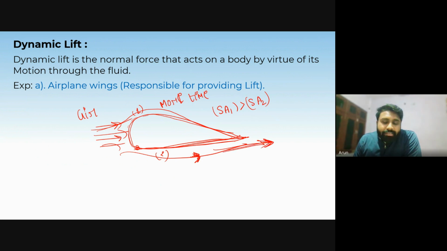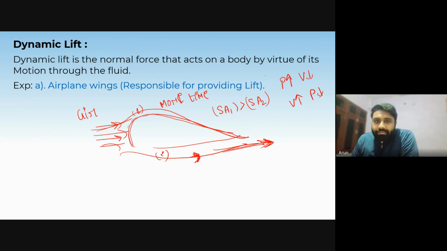Okay, got it? So if the velocity is changing here, we can say that there is a difference in pressure also, because we know that if the pressure increases, the velocity will decrease, and if the velocity increases, the pressure will decrease. So because of the pressure difference, we want to nullify or rectify that change in pressure.